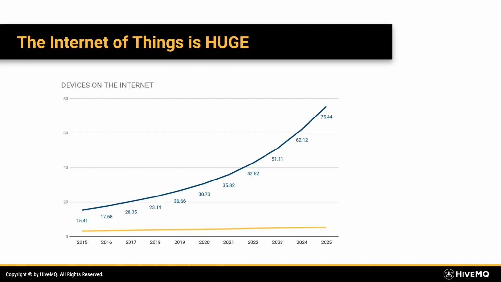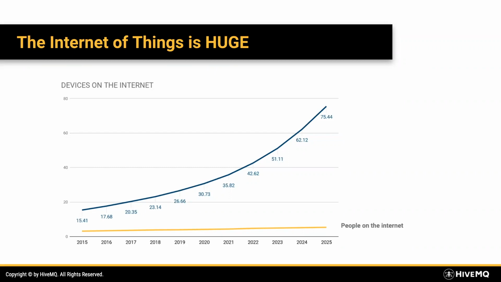If you have a look at the slide, you see at the bottom a small yellow line. This line is the number of people on the internet. In comparison to the number of devices on the internet, that is huge. The yellow line is around 4 to 5 billion people on the internet, so in comparison to 75 billion, that is enormous. And as you can also see here, the Internet of Things is rapidly growing.